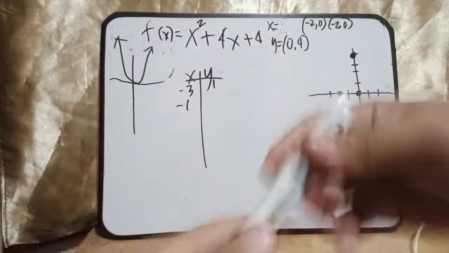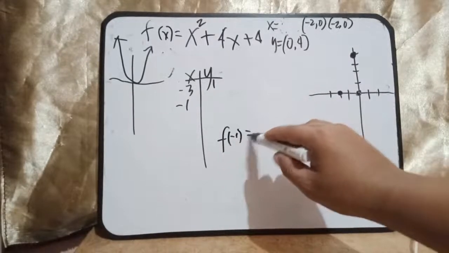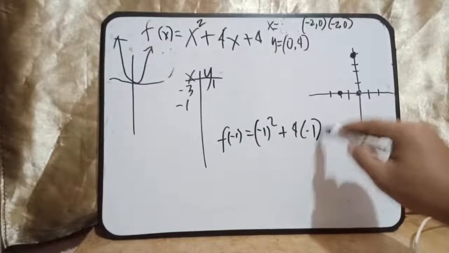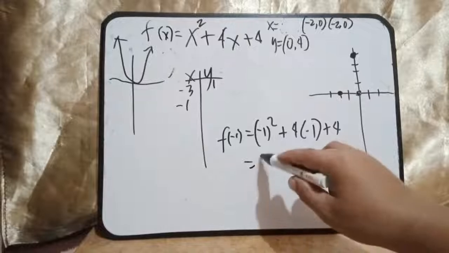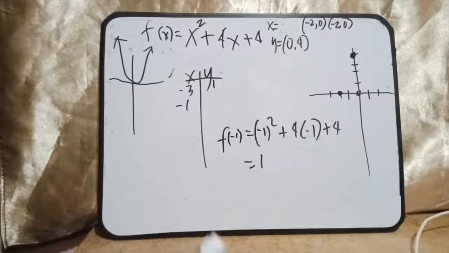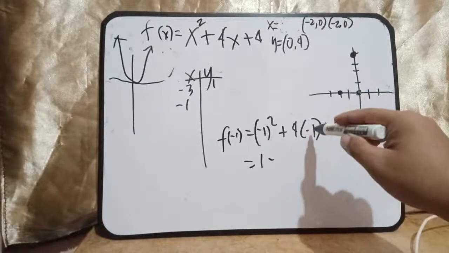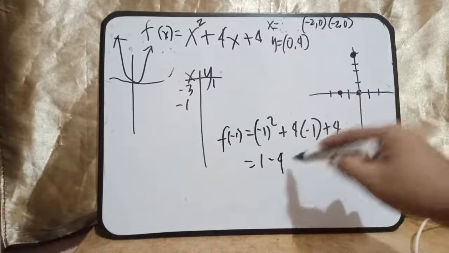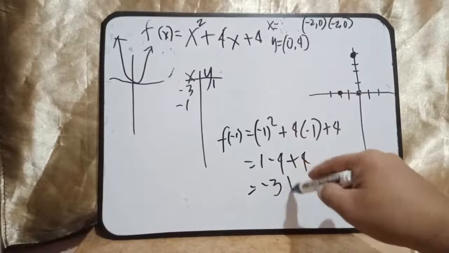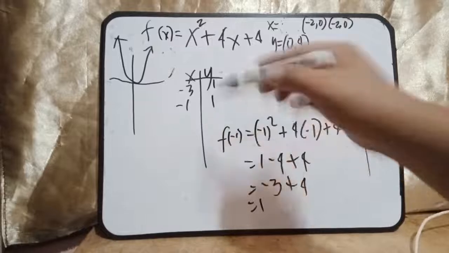And then what about for negative 1? F of negative 1 is equals to negative 1 squared plus 4 times negative 1 plus 4. So that's 1 plus, oh no, it's minus 4 plus 4. So it's negative 3 plus 4. So that's 1 also.